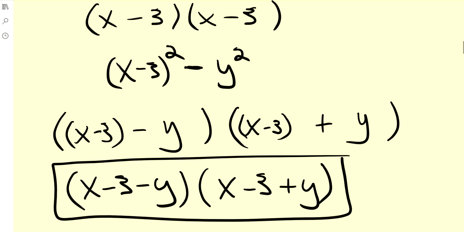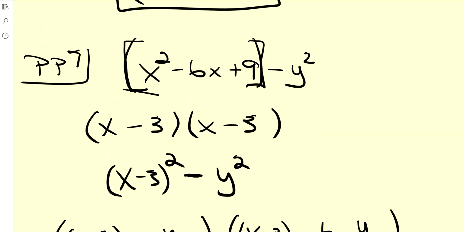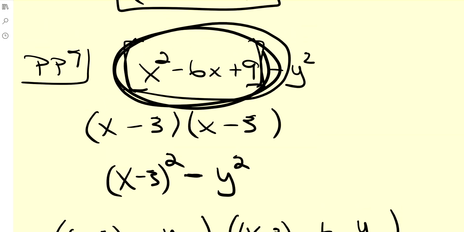So, key takeaway here is in this area here, singling out that perfect square trinomial with the rest of the problem of minus y squared. Okay, how about another one? Let's try something else here.